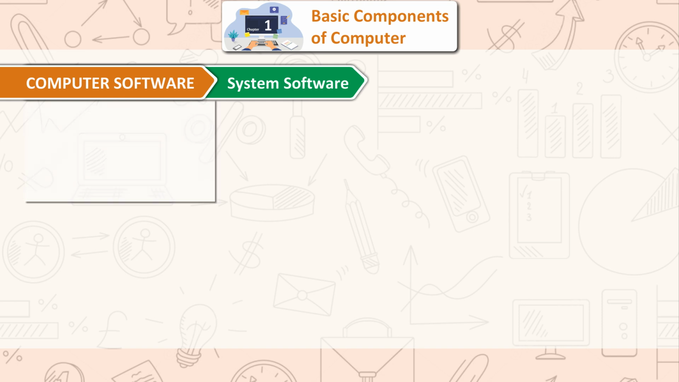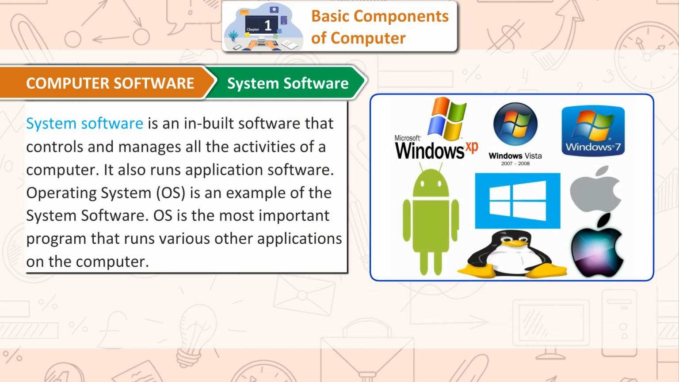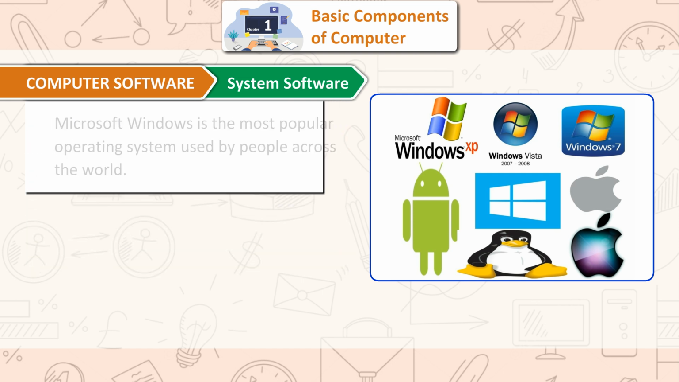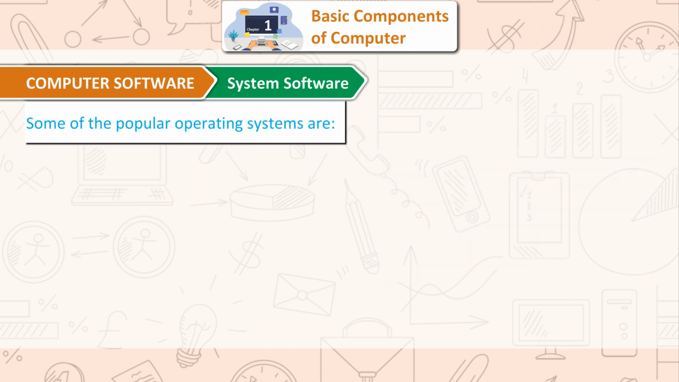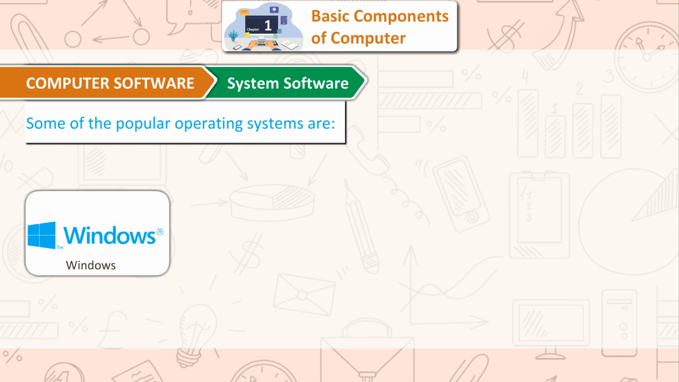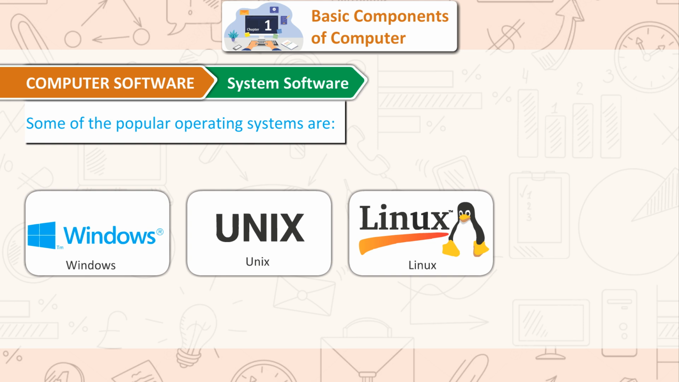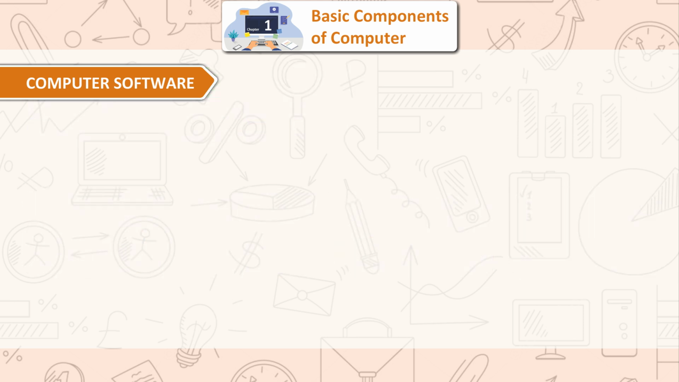System software. System software is an inbuilt software that controls and manages all the activities of a computer. It also runs application software. Operating system, OS, is an example of the system software. OS is the most important program that runs various other applications on the computer. Microsoft Windows is the most popular operating system used by people across the world. Some of the popular operating systems are Windows, Unix, Linux, Mac OS.